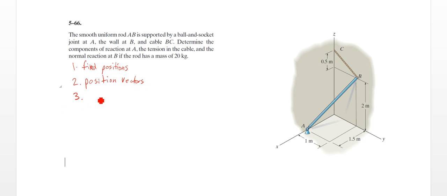Step 3, write our equations of equilibrium. And in particular, in this case, we will have to pay particular attention to our moments here, since there's no moment imposed by this ball and socket joint. So we'll have to make sure the sum of the moments around that point is 0, and that won't be too difficult to do, but it will be a fair bit of arithmetic. And then 4, solve for the unknowns.